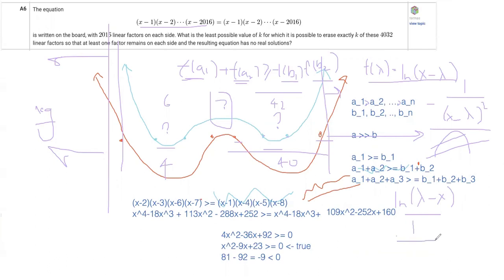Which is x 1 over x minus lambda. Is that true? That's actually kind of cool. Wait. Are you serious?